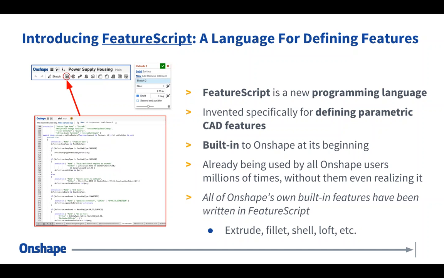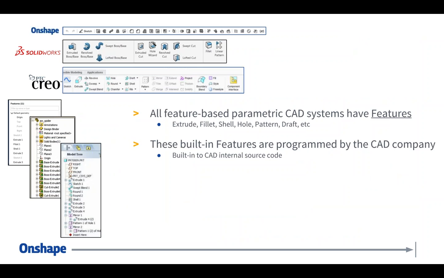The key thing with FeatureScript is it's really the core of Onshape. It was built into Onshape since the very beginning. So when you click the extrude command, for example, you're running FeatureScript. It's kind of the backbone of everything that we do in a part studio in Onshape. So FeatureScript is really the core of everything we're doing, and you've been using it all along without even knowing it. The extrude, fillet, shell, loft, all these commands were written using FeatureScript. So it's already been used millions of times by lots and lots of users. So a language for defining your own custom parametric features. That's essentially what FeatureScript is.